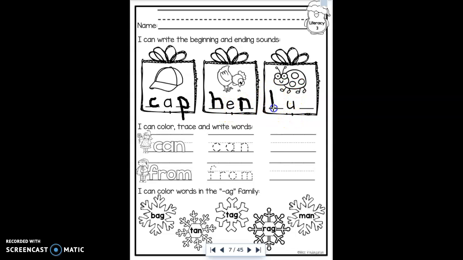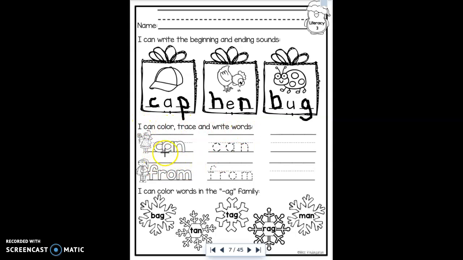And now I have a bug. B, made with the B. Is here, U. And then the G. We've had a lot of G practice. They must really want us to get that G down correctly.